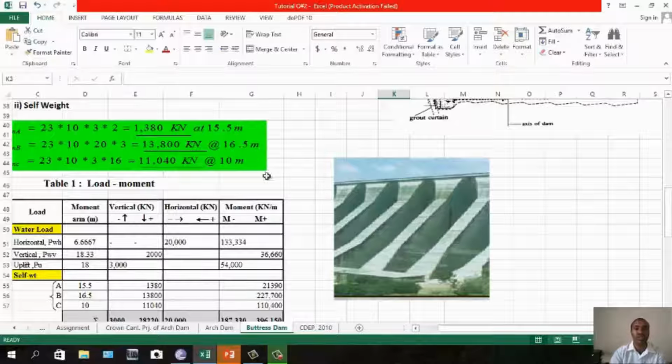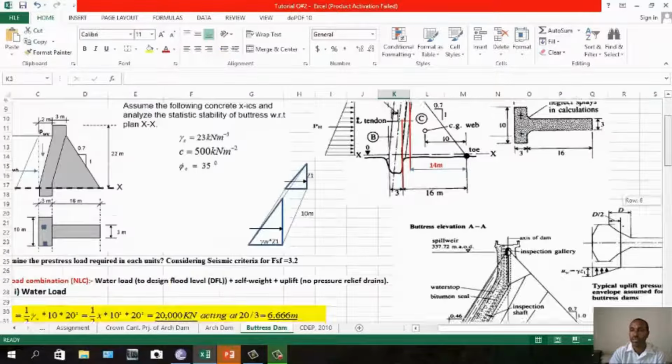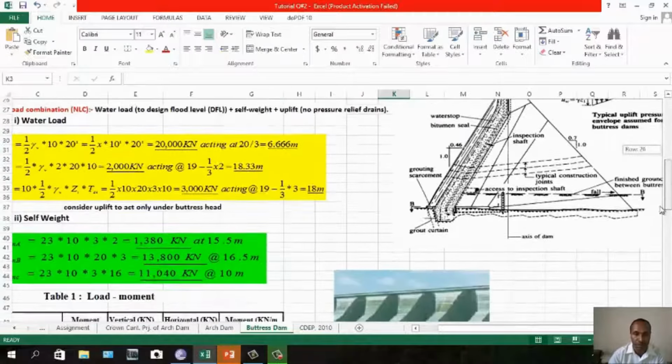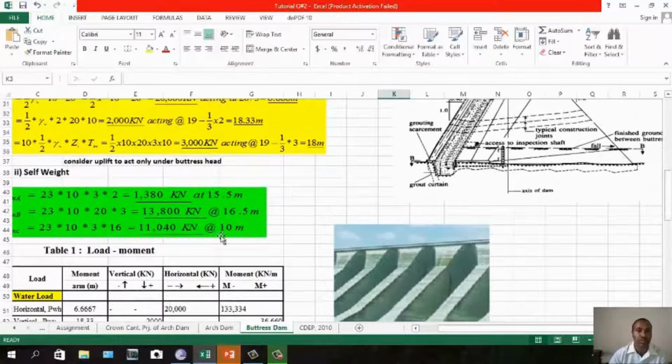So 16.5, then 10 meter. The centroid is already given by the composite area. You can calculate this small triangle here, and this is the right angle. So the two triangles' composite area from the top of the dam, you have 10 meter. If you multiply this one, you get the moment. How do you get it? Just multiply.